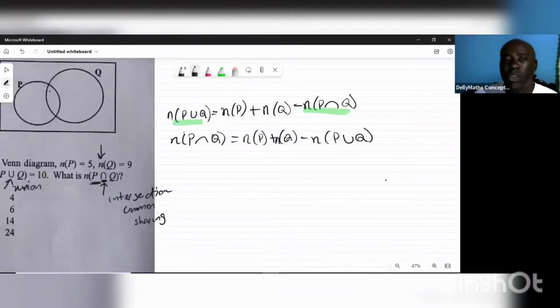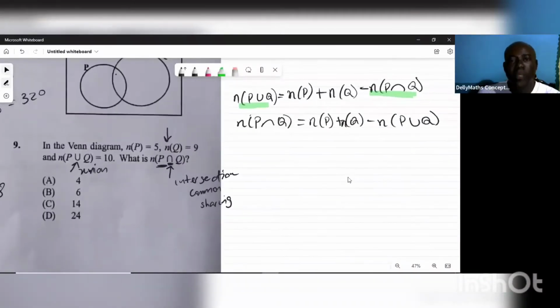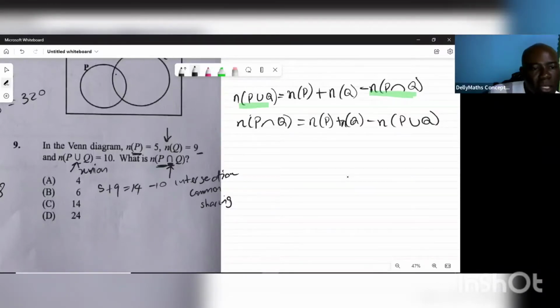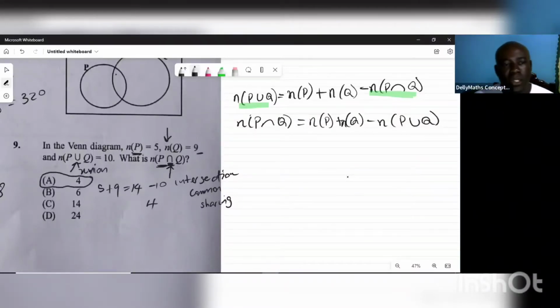So if you want to find the union, you subtract the intersection at the back. And if you want to find the intersection, you actually subtract the union. So you could write this off when you get time. In this case now, if you check to see what's going on, they gave us the number in P, they gave us the number in Q, they gave us the union, and they're asking for the intersection. So the answer is 5 plus 9, you get 14, and then you subtract 10, and you get 4 all the time. That's how they're going to work out these every single time. So it's 5 plus 9, 14, take out the 10, and we get 4.